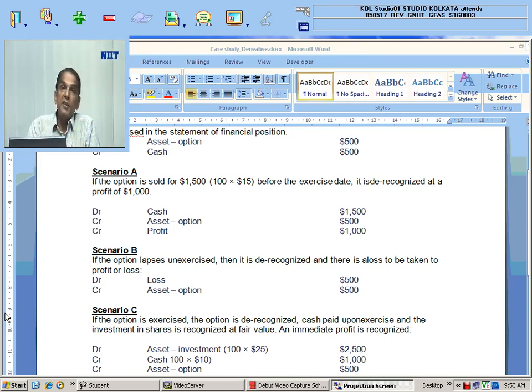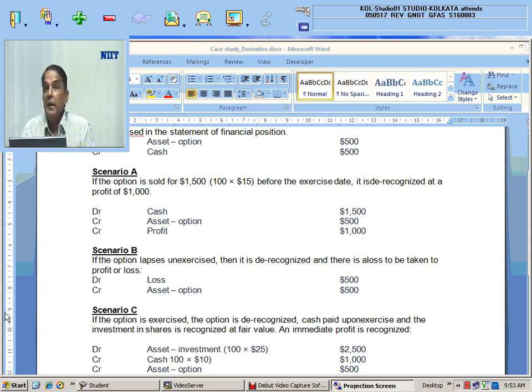Now, how much is ABPLC paying for exercising the contract? How much do they have to pay? 100 shares they will buy at $10 each. So they have to pay $1,000. For buying the 100 shares of CDPLC using the right available under the option contract, they will have to pay only $1,000. They will actually pay for an investment which is worth $2,500 based on the market price of CDPLC.